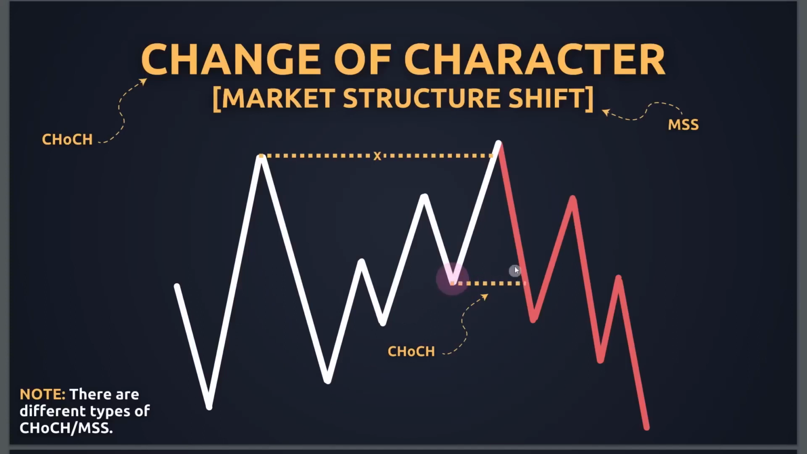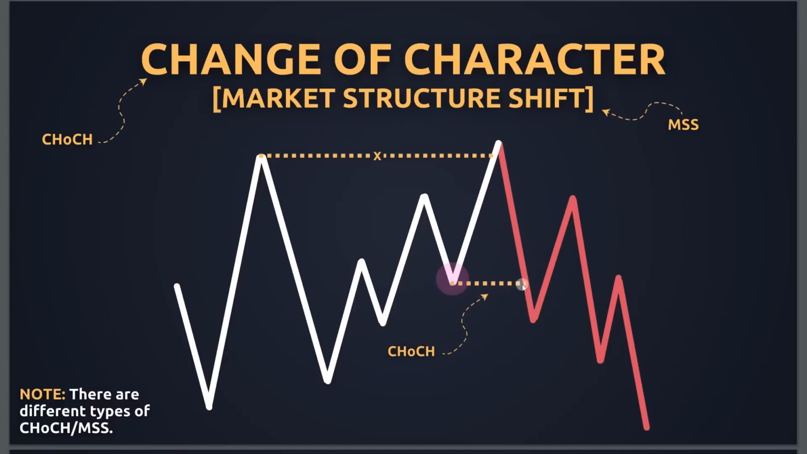This low right here, when broken, we can see that it was creating higher lows. Now it's creating a lower low, which is right here. Breaking and mostly closing below this low with a candle means there is a change of character, or a market structure shift. And now we can confirm that price is going to go lower.